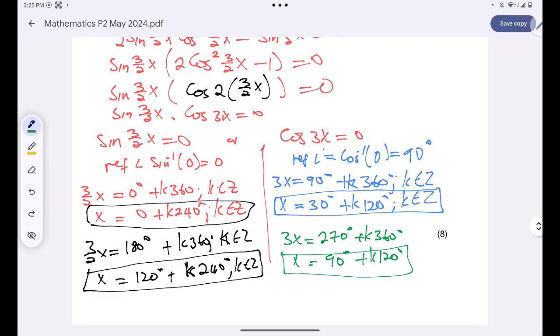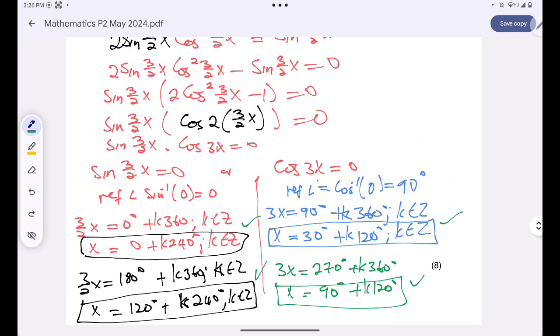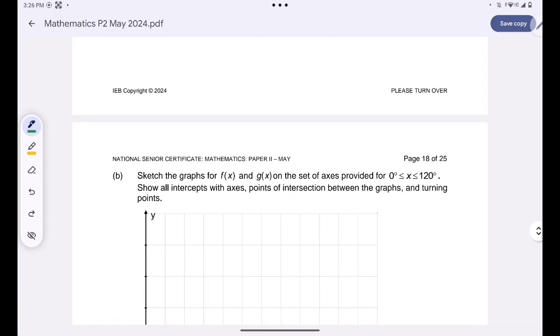So these are my general solutions. This one, that one, that one, and that one. Then I'll get my full 8 marks. Then secondly, I'm supposed to sketch the graph of f of x and g of x on the same set of axes, provided that the domain of x is from 0 to 120. Show all the intercepts with the axes, points of intersection between the graphs and the turning points.